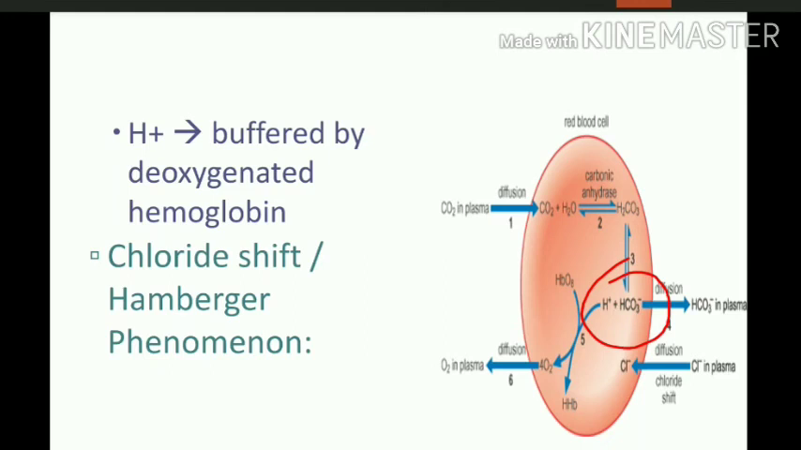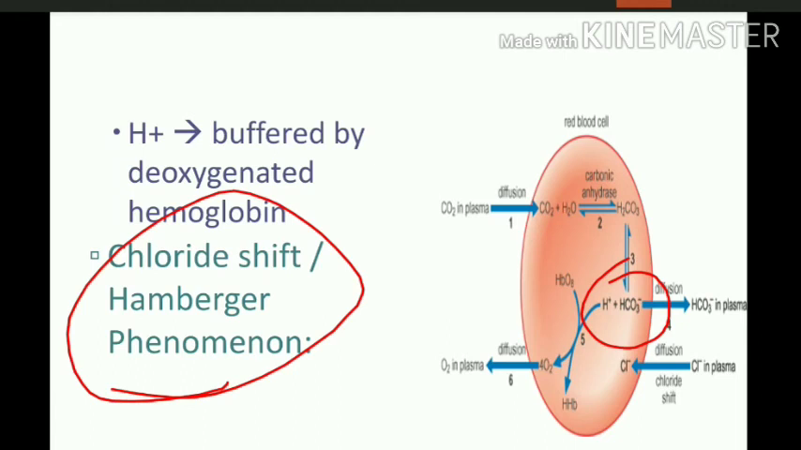Now, the chloride shift is also known as the Hamburger phenomenon. Why? Because it was described by Hamburger in 1918. As the blood passes through capillaries, as we have discussed, when carbon dioxide enters and is converted into carbonic acid, which is further converted into H+ and HCO3-.